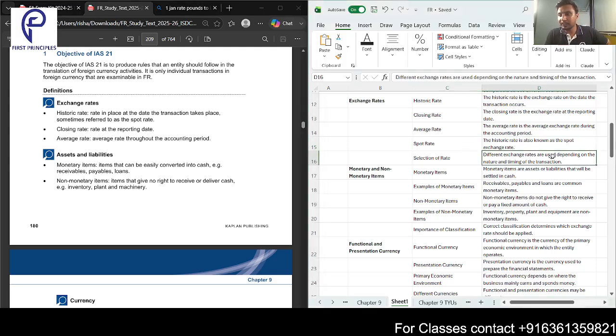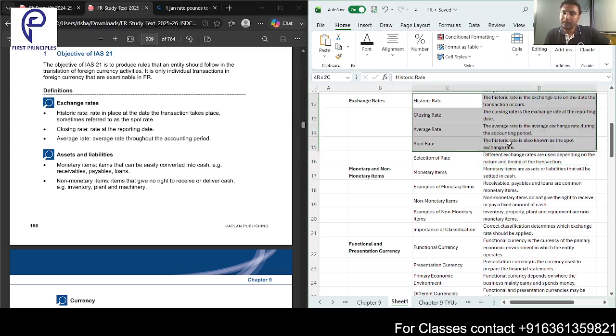Now, different exchange rates are used depending upon the nature and timing of those transactions. Different exchange rates are used due to the nature and timing of the transaction. These are the parameters. Let's look into these four rates here, Arpita. Take us through this. How have you understood these?